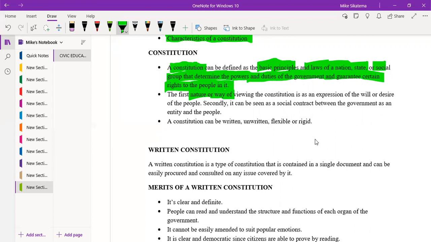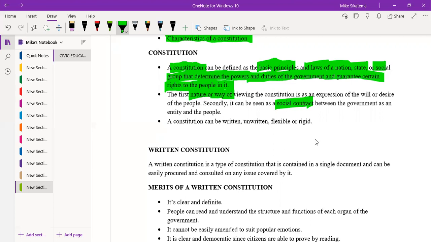Secondly, it can be seen as a contract, a social contract between the government as an entity, definitely not an independent entity, and the people. So the will of the people in collaboration with a contract with the government and the people.